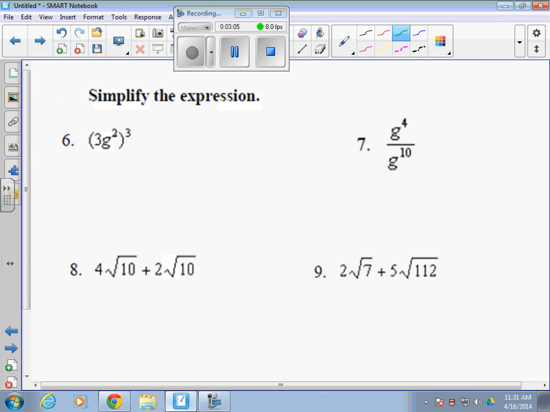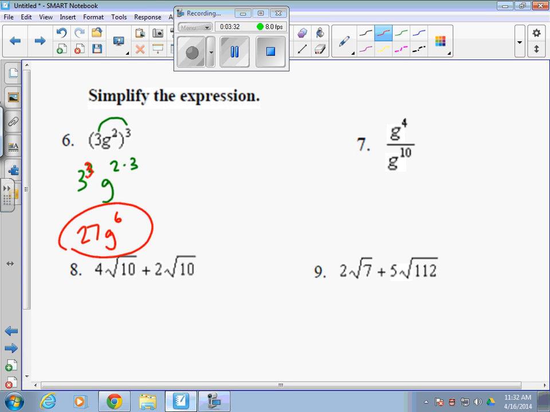When you're raising a power to a power, 3g squared to the third, this is when you give the third to both of them. Notice it's a monomial. It's not a binomial like the ones we've been looking at lately. 3g squared to the third means g to the 2 times 3, and 3 to the third. It's 3 times 3 times 3, which is 27. G to the 2 times 3, g to the 6th power.